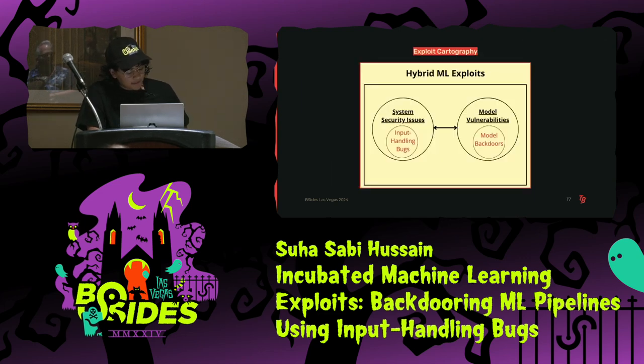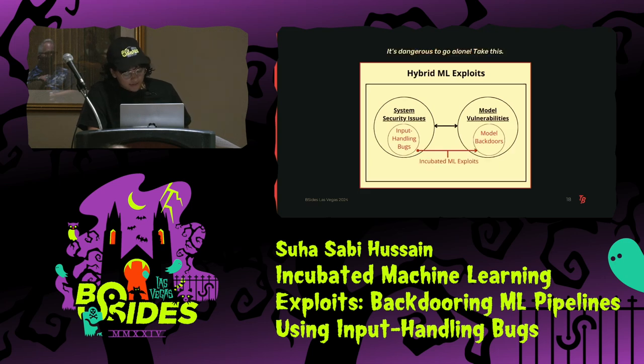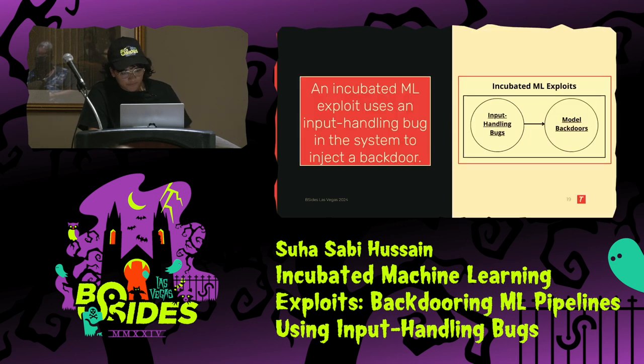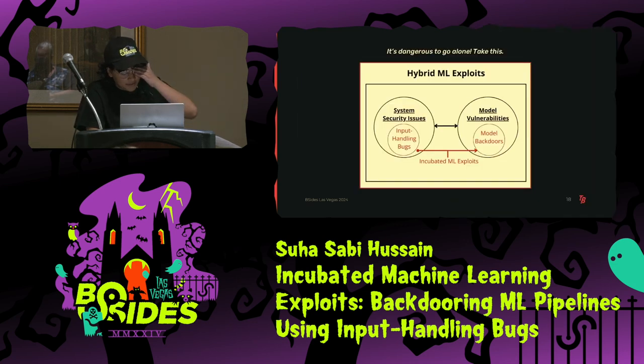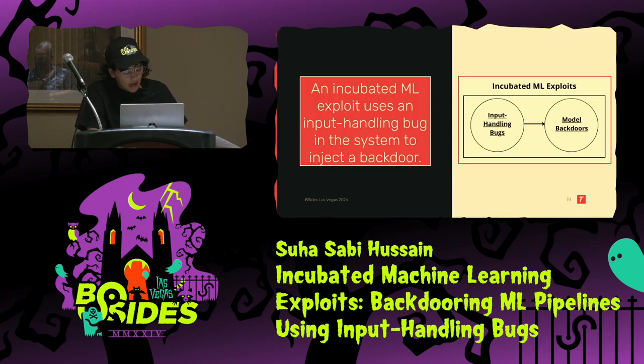So one kind of system security issue is an input handling bug, and one kind of model vulnerability is a model backdoor. Put that together, and that's how we get an incubated ML exploit, which is a type of hybrid ML exploit where an attacker uses an input handling bug to inject a backdoor. So I made this diagram to make the distinction between the two a lot clearer. And here it is again. I'm going to be leaving the framework here for now. We did end up going into a more formal model of exploitation, especially a schema for incubated ML exploits, but we'll return to these ideas later.